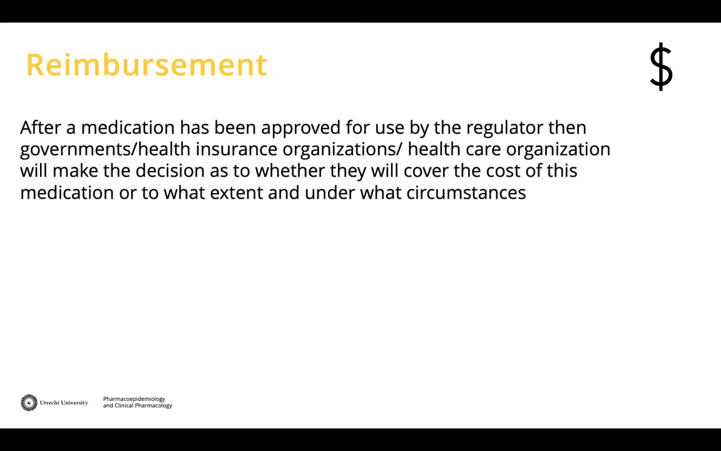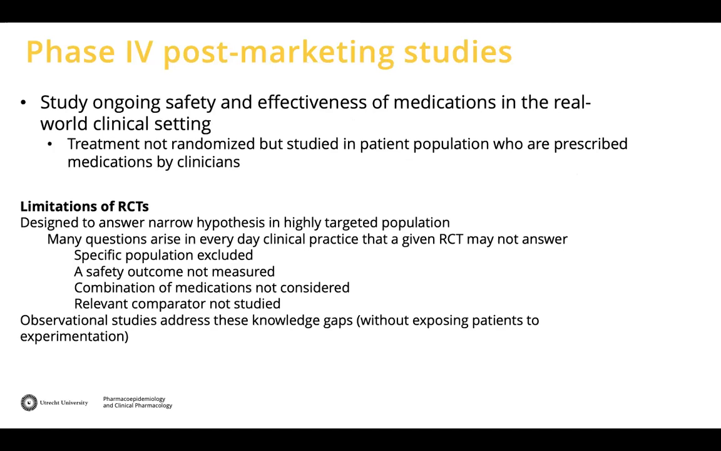So in a lot of different countries, medications are covered by a government organization. So then they also need to make decisions with respect to whether or not they'll cover the cost of a medication for a patient, or whether it's only within specific patients, or what the details are surrounding that. So that's another important next step in the drug discovery process after a medication has been approved for use by the regulator. So after the medication's been approved for use and reimbursement decisions have been made about the medication, then we start with our phase 4 post-marketing drug surveillance studies.